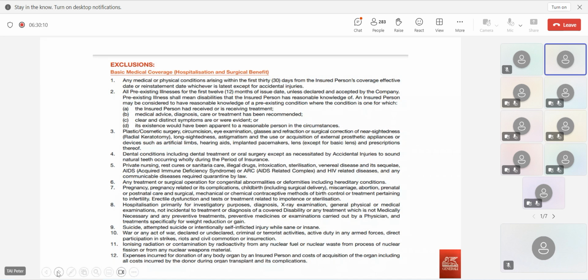Also, if you want to have a copy of this presentation slide later, it will be uploaded into the Omni system, and you can have access to it. So you can always look at it later, or you can read one by one. But most of the exclusions are standard across Malaysia. If it is excluded here, that means it's excluded elsewhere in other insurance companies. So basically, the exclusions are all standard all over Malaysia.